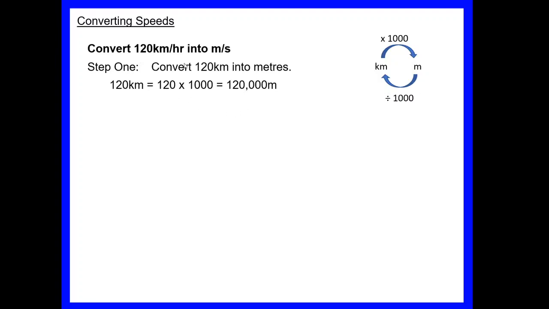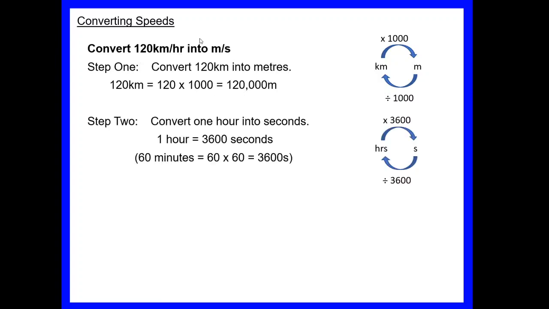Step 2 is to do the bottom units. We need to change the hours into seconds. To convert 1 hour into seconds, 1 hour is 3,600 seconds. We had that in our prior knowledge at the start of this video. If you've forgotten, the reason that's 3,600 seconds is there are 60 minutes in an hour and 60 seconds in a minute. So 60 times 60 is 3,600 seconds. Again, I've put a little diagram there just to remind you.